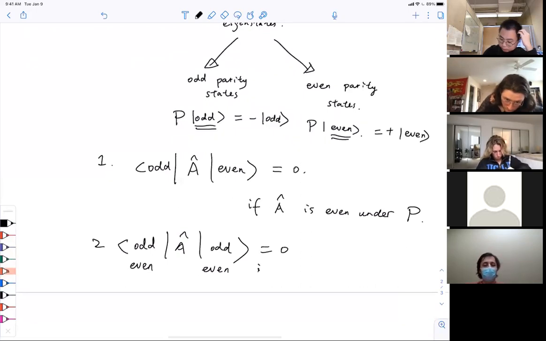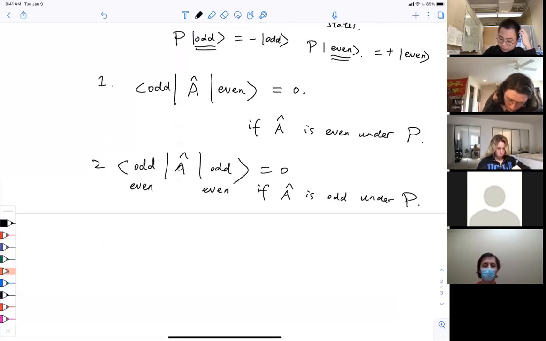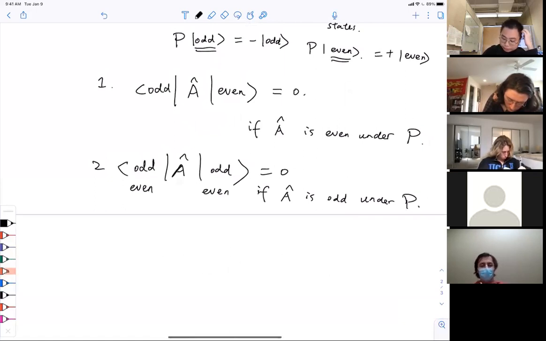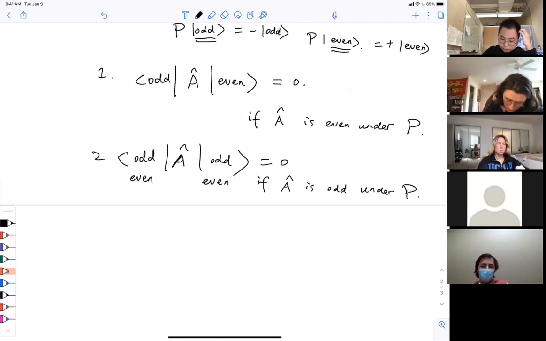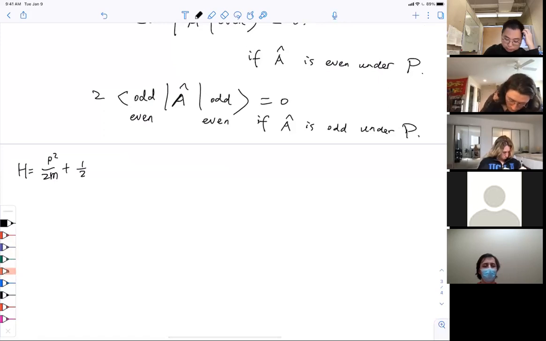This is also 0 if A is odd under the parity operation. Even though it looks very simple, sometimes it just saves your time and simplifies your life. I'll give you an example. The most familiar example for you, I guess, is the harmonic oscillator. This example is really important. In many situations, it emerges very naturally.